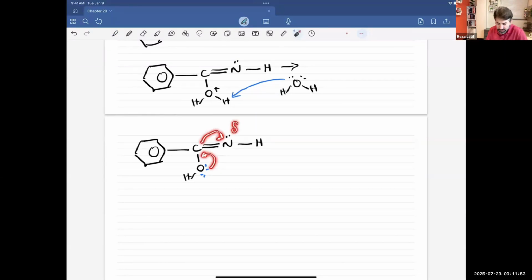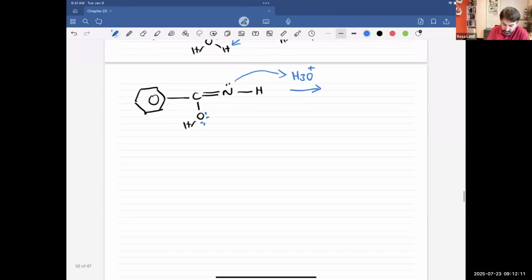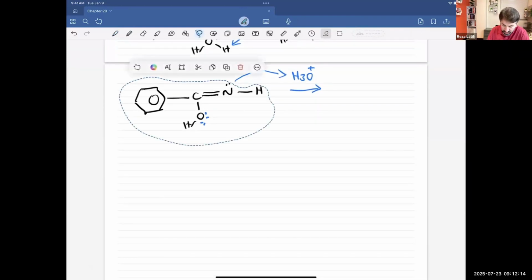What does it mean? It means nitrogen is going to have a negative charge. And if nitrogen has a negative charge, it's capable of accepting another H plus. It can accept another H plus because the solution is acidic. And so very soon nitrogen is going to go after this one. And what do we get? We will get this product.